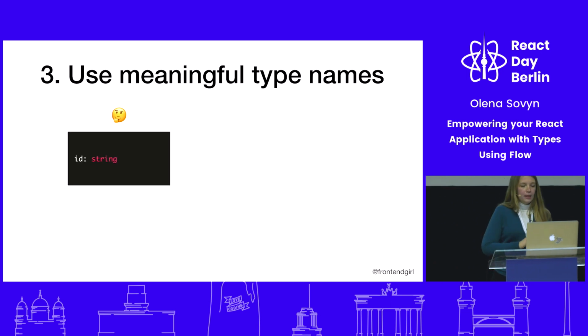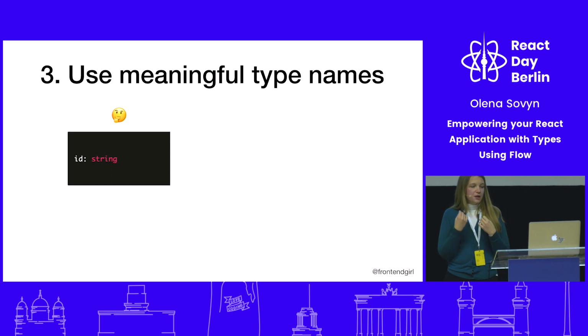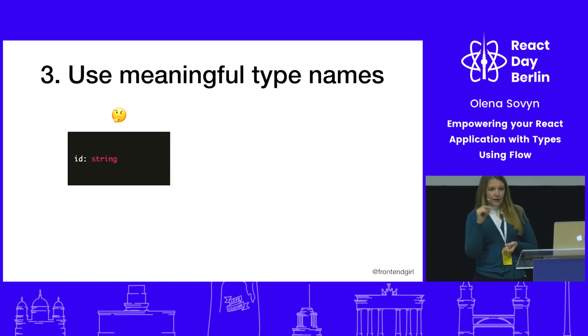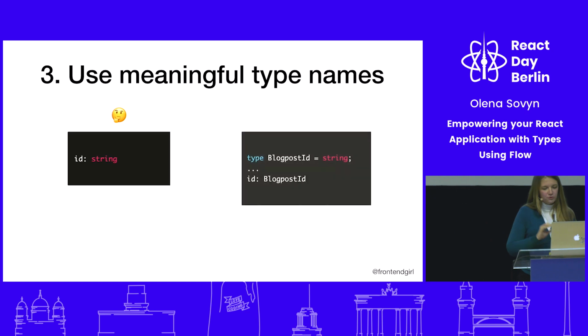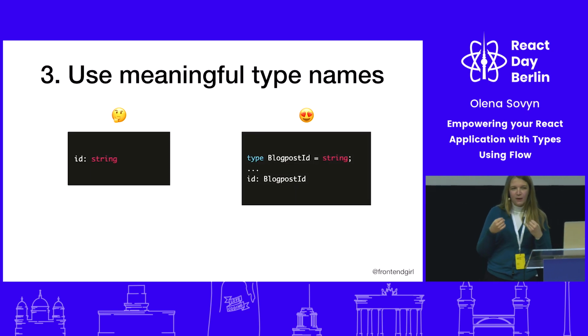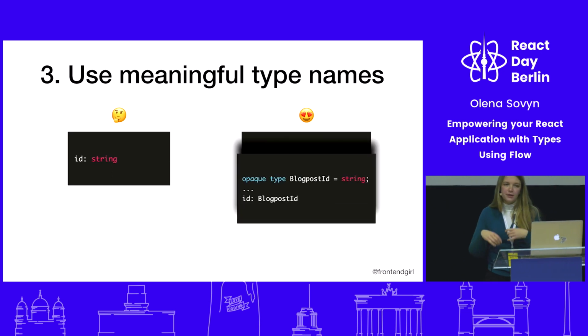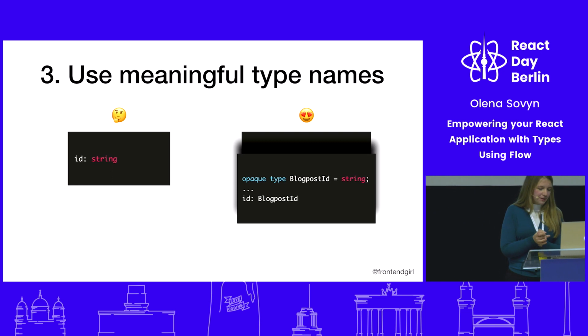Last rule: use meaningful type names. For example, if we return to our blog post entry object, the ID there is a string, but can any string be the ID? The answer is probably no. So we would rather want a separate type to provide this business understanding that it's not any string. And if we use an opaque type alias, it can even provide us some programmatic value.